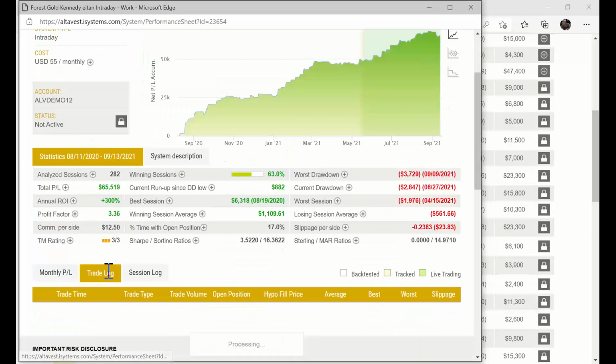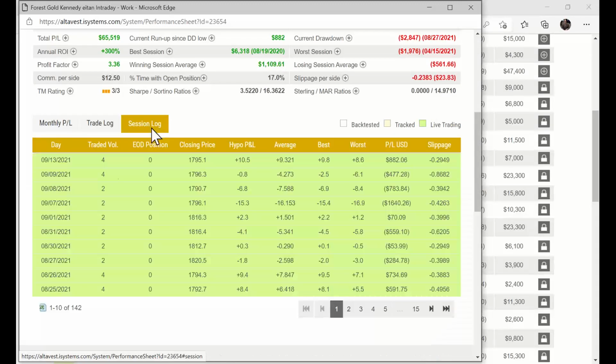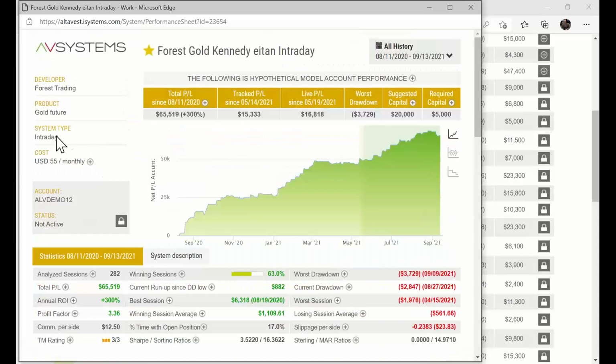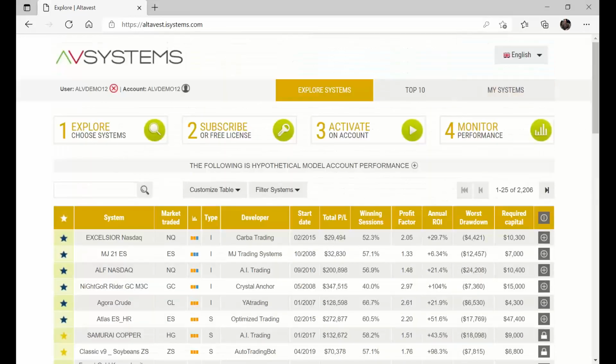But once again, you can see the trade log here. You can see the session log. So you can look at yesterday. You can see it traded 4 times. And by the end of the day, it's always going to be 0 or flat because, once again, it's a day trading system, always flat by the end of the day. So I just thought I'd point that one out. But there's a lot of systems like that. And once again, you can filter and have a lot of fun doing that. So with that said, let me jump back.